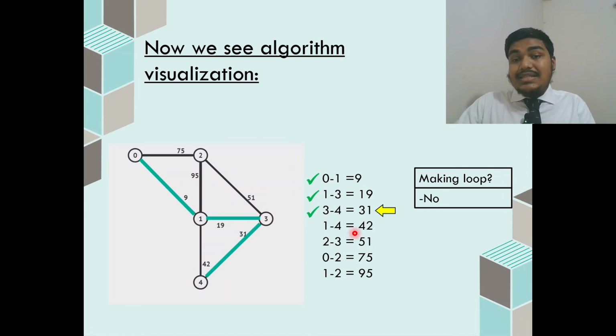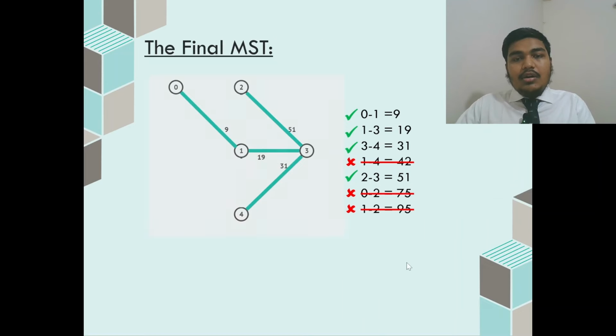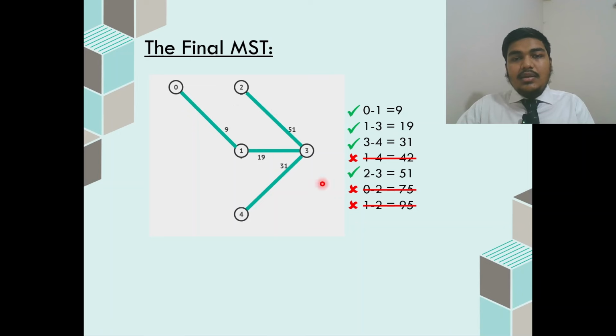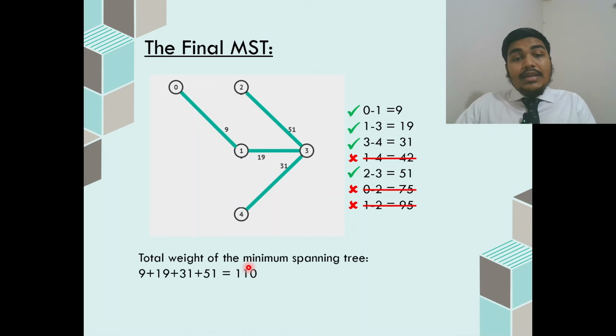Then the fourth edge is 42, 1 to 4. Does it make a loop? Indeed it does. So we do not take the edge. Then 51 doesn't make any loop, so we take it. And following that, 75 and 95 do make a loop, so we do not take these two edges. And lastly, our final MST is this one, and the weight of the minimum spanning tree that we get from our example is 110 by adding all the edges which we have taken.